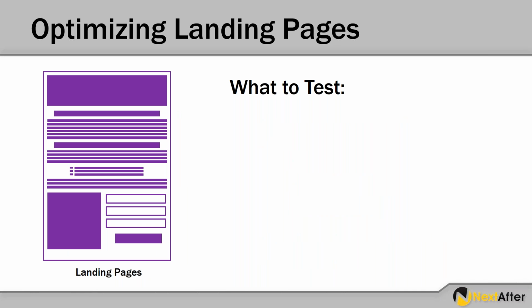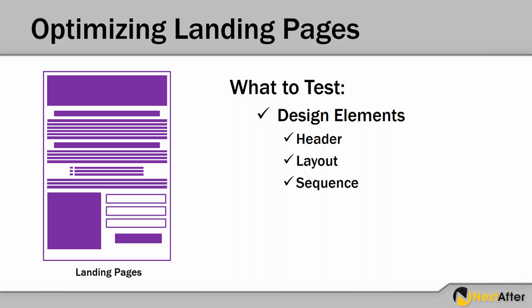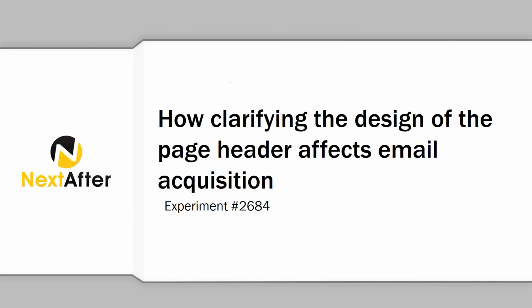But let's move on to the next category, so landing pages. On landing pages, some specific areas that you may want to test: design elements, how you actually structure the page. So things like the header could be tested, the layout of the content, the sequencing of the content. Copy, again, is a very important thing that can be tested and should be tested on landing pages. And then finally, calls to action. So let's look at our first experiment here on landing pages.